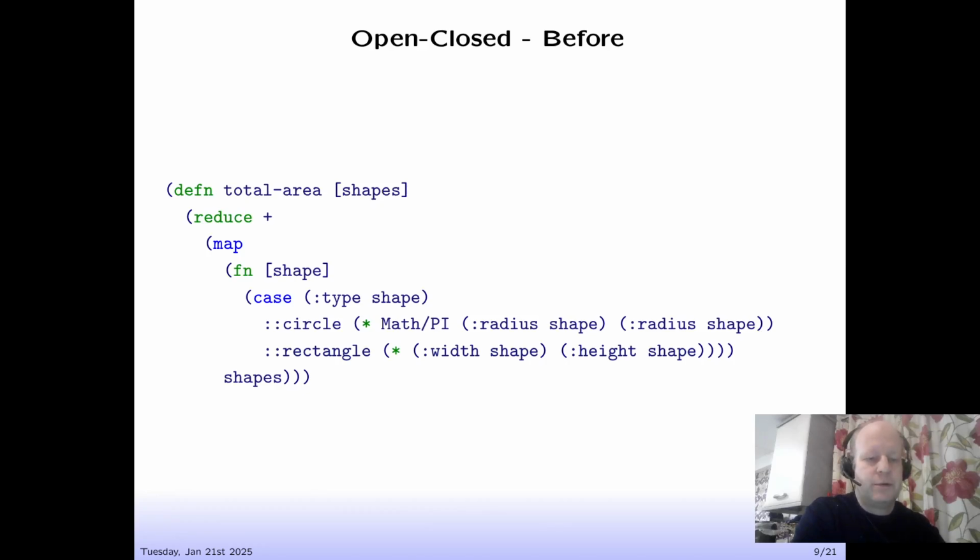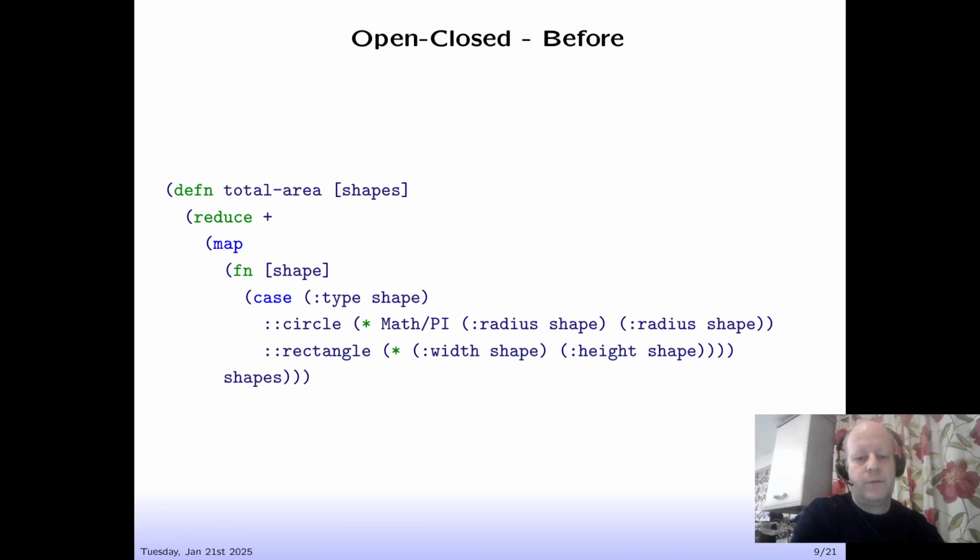So this is an example which takes a list of shapes and then it checks the type of the shape. If the type is a circle, it will compute pi times radius squared, which is the area of the circle. And if it's a rectangle, it multiplies the width and the height of the shape.